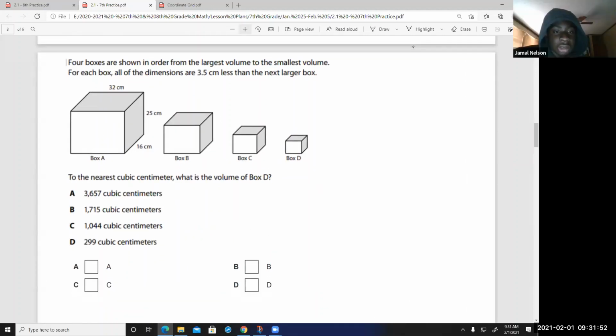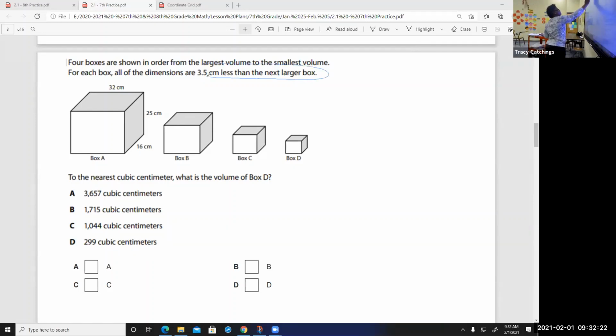Four boxes are shown in order from the largest volume to the smallest volume. For each box, all of the dimensions are 3.5 centimeters less than the next larger box. All right, so they told us one key detail. The dimensions are 3.5 centimeters less from that larger box. And then they want us to find the volume of box D.